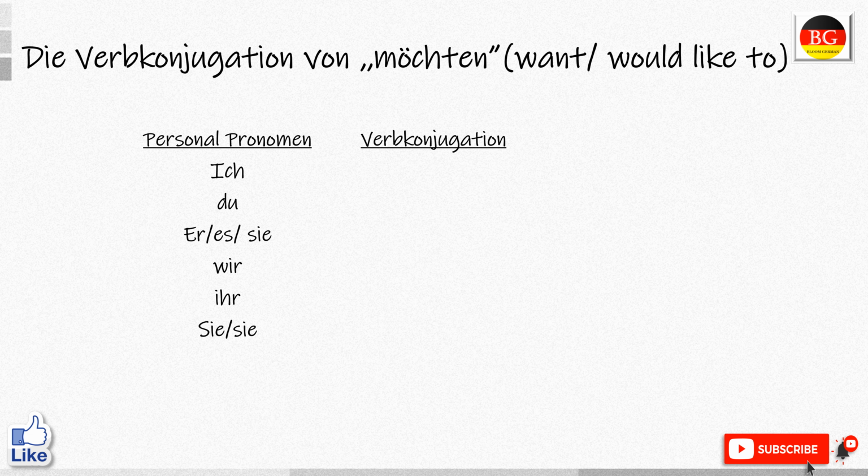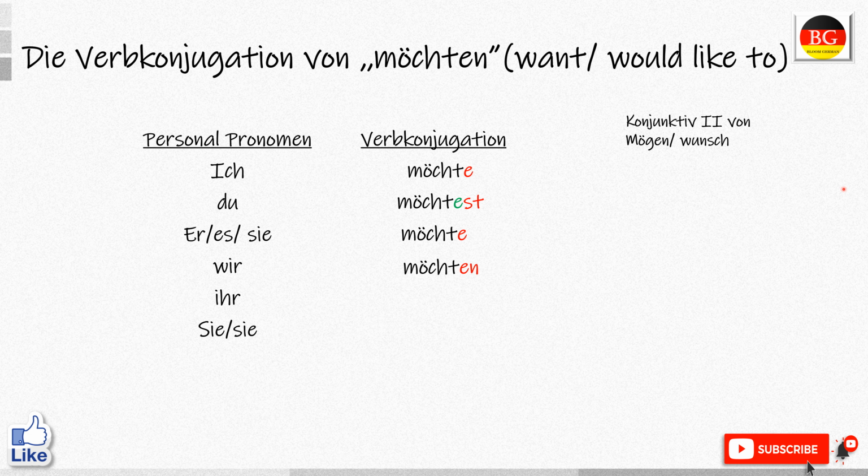Die Verb Conjugation von möchten bedeutet want, would like to, to express a wish, Wünsche. Nowadays, we most commonly use möchten. In Germany, people use möchten most commonly. And möchten is a Konjunktiv II of mögen. So let's see the verb conjugation for möchten: ich möchte, du möchtest, sie möchte, wir möchten, ihr möchtet, sie möchten.